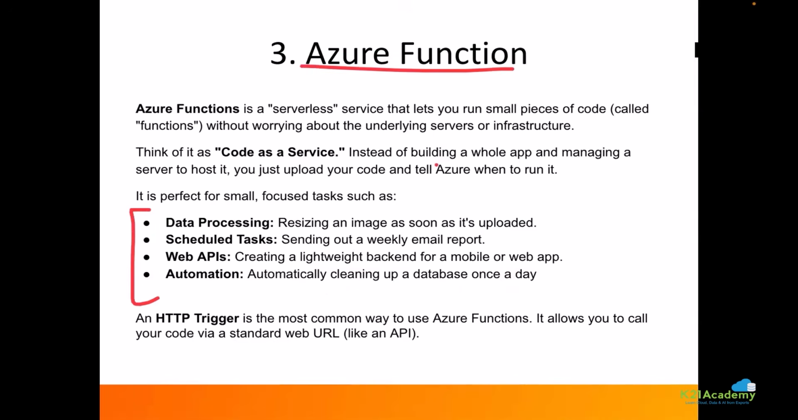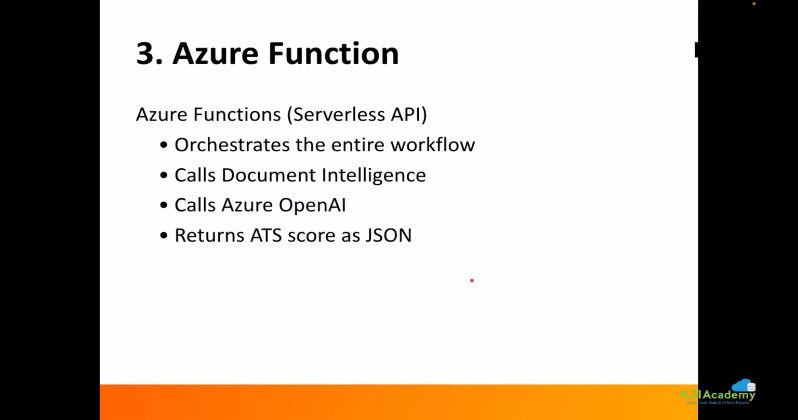In this, we will mainly talk about the HTTP trigger, which is a very commonly used Azure Function trigger. We use it a lot for this particular thing. The HTTP trigger is the most common way to use Azure Function. It allows you to call your code via a standard web URL. So how can we do this? Yes, we can do that.